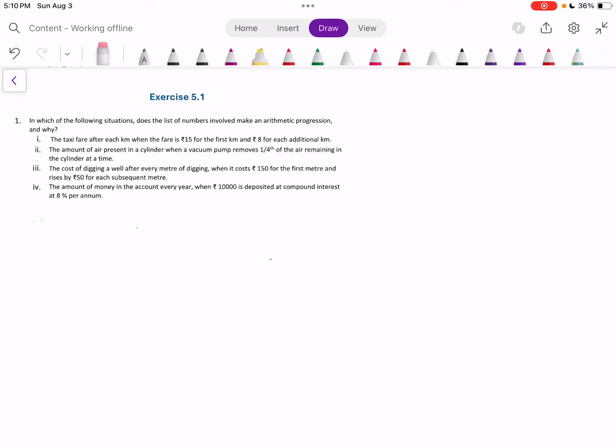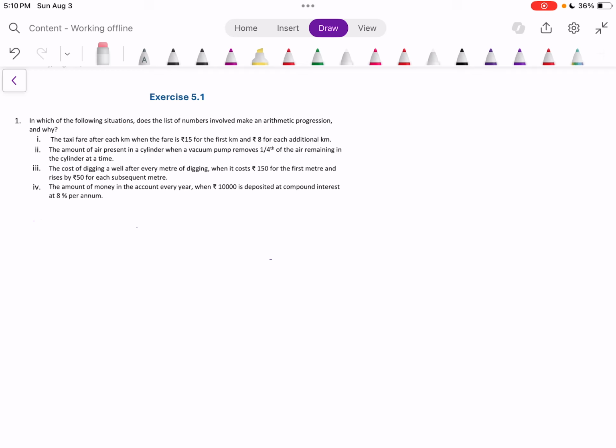Exercise 5.1, and the first question is: in which of the following situations does the list of numbers involved make an arithmetic progression and why? So in each case, the number that you get, you want to know whether these numbers make an AP or not.